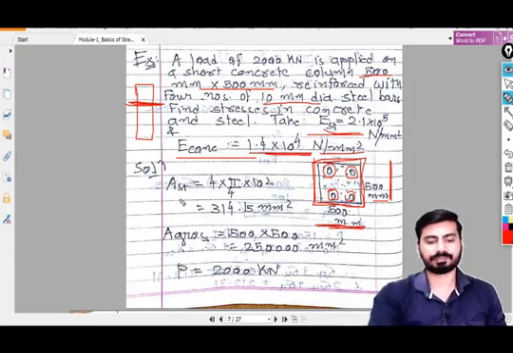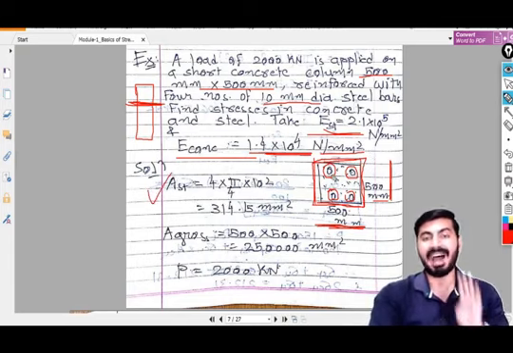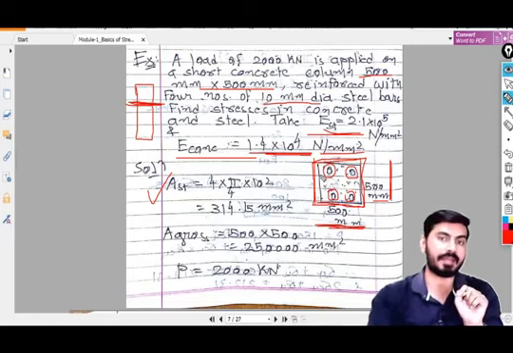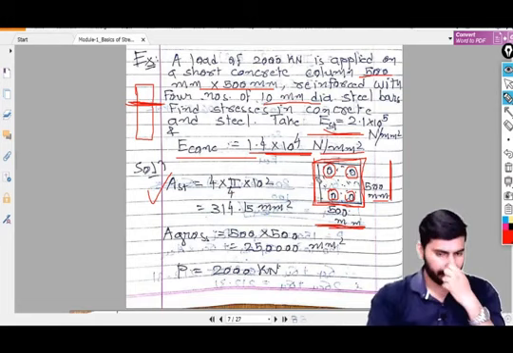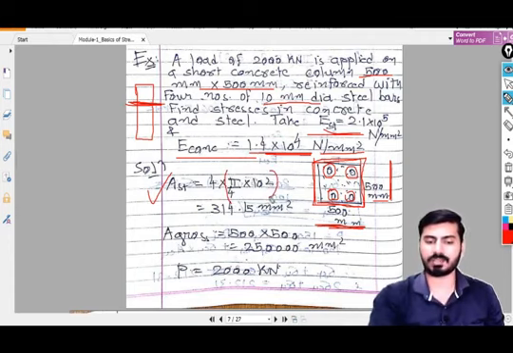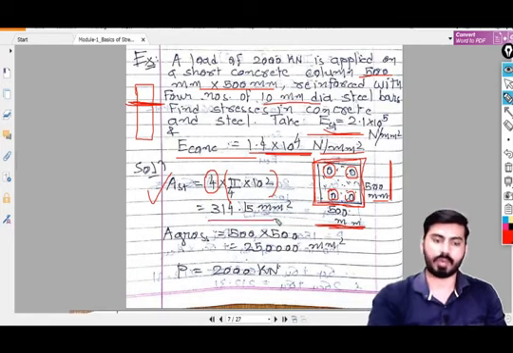As you can see, the cross section area for the steel: there are 4 bars, and each bar has a 10 mm diameter. So if you calculate the cross section area of one circle, it comes out to be pi by 4 into 10 square. But there are 4 bars, that's why we have multiplied with 4. So the final answer comes out to be 314.15 mm square.